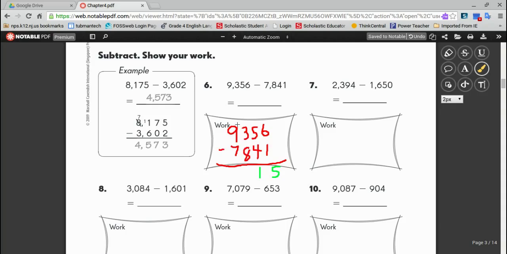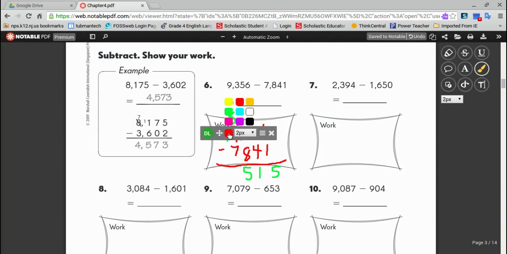so I need to regroup from my thousands. So instead of 9,000, I'm going to take 1,000 away, and that makes that 8,000. And I'm going to add my 1,000 to my hundred spot. So 1,000 is 10 hundreds. So take 1 away and add my 10 here. And I'm going to put a line there to make it easier. So now I have 13 hundreds minus 800. And 13 hundreds minus 800, or 13 minus 8. Well, that gives me just 5.